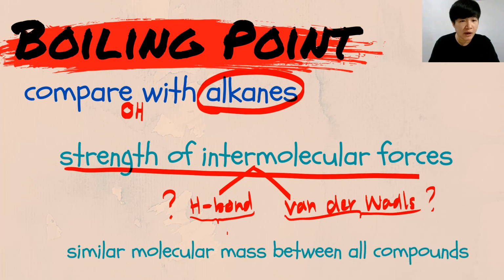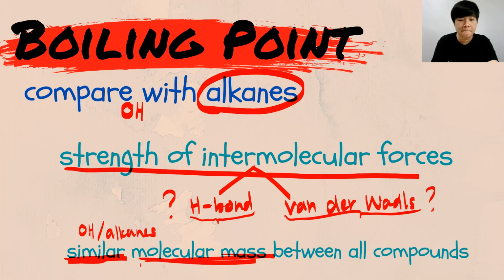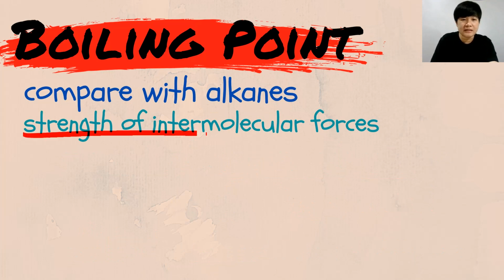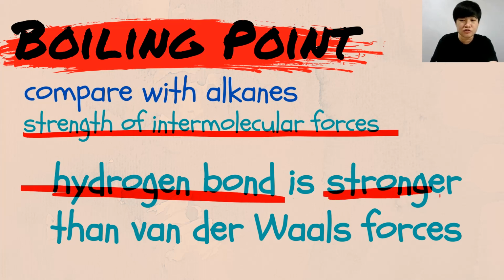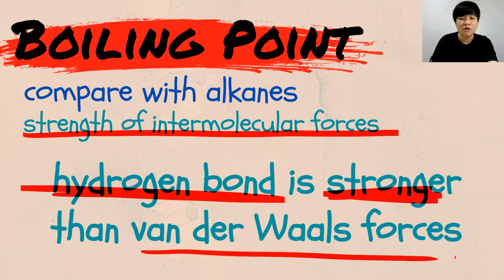I just want to remind you, when you are comparing alcohols and alkanes, they must have a similar molecular mass. Then only can we compare them. If you want to compare alcohols and alkanes, they must have a similar molecular mass. The most important thing about the strength of intermolecular forces is knowing that hydrogen bond is a lot stronger than van der Waals forces.